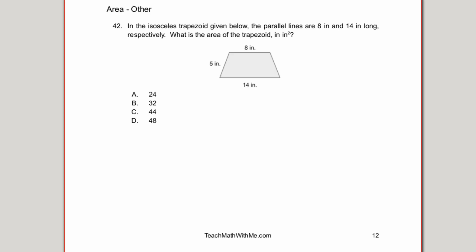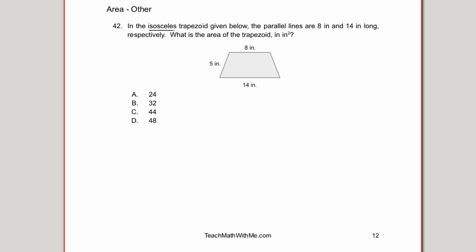Now let's take a look at area of other figures, starting with question 42. In the isosceles trapezoid given below, the parallel lines are 8 inches and 14 inches long respectively. What is the area of the trapezoid in square inches? So we have a little bit of information here in our wording that we need to be aware of.